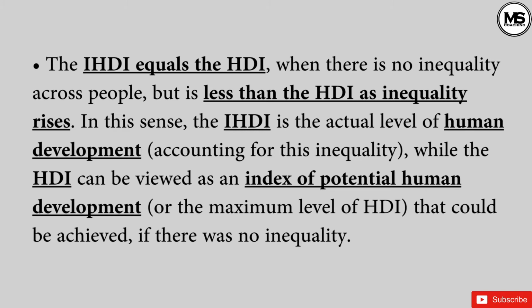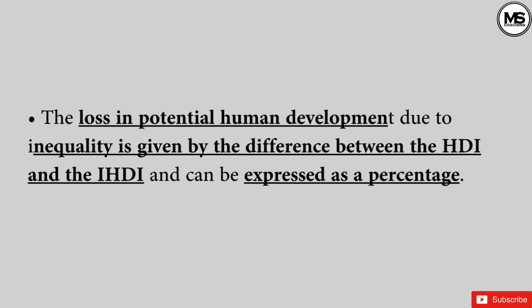In this sense, the IHDI is the actual level of human development, accounting for this inequality, while the HDI can be viewed as an index of potential human development, or the maximum level of HDI that could be achieved if there was no inequality. The loss in potential human development due to inequality is given by the difference between the HDI and the IHDI and can be expressed as a percentage.